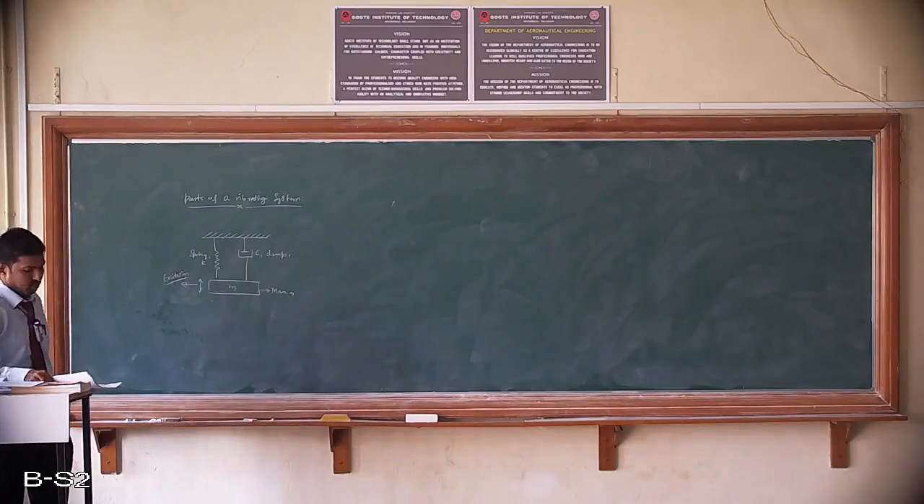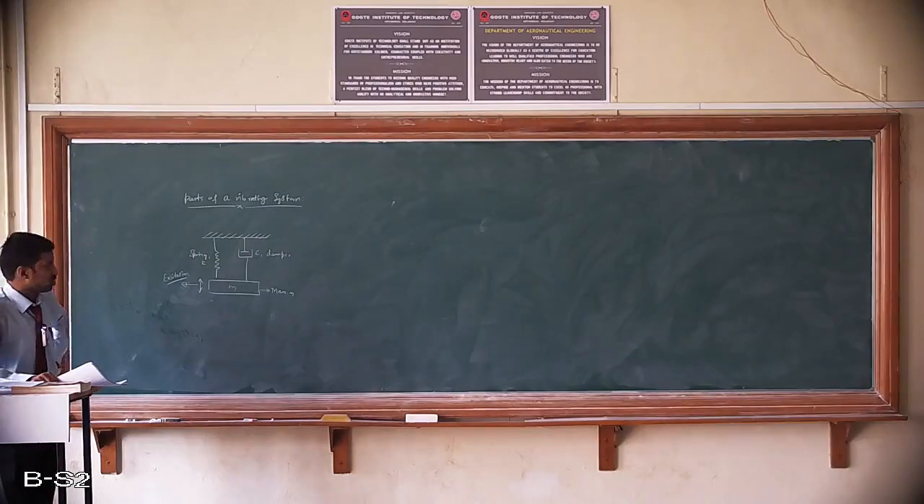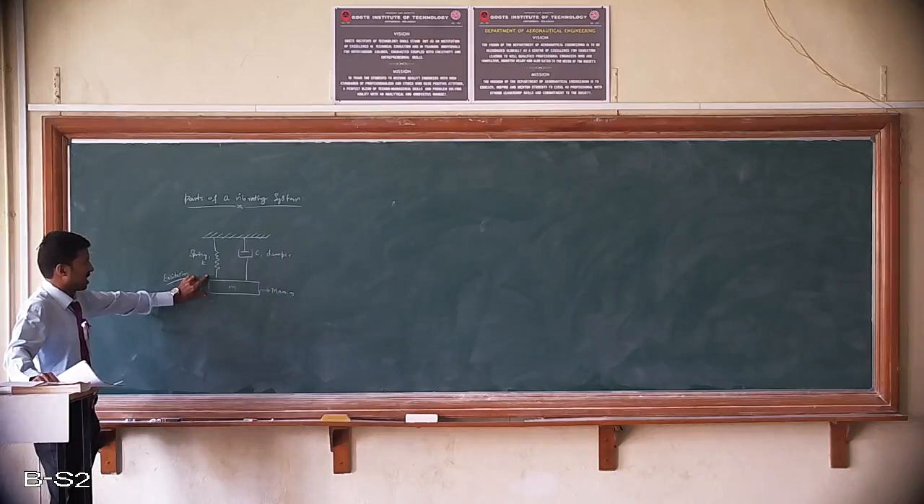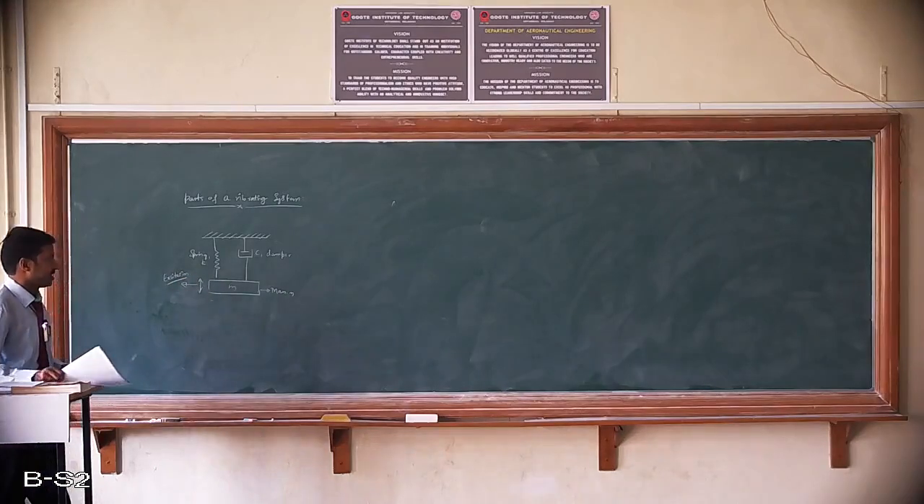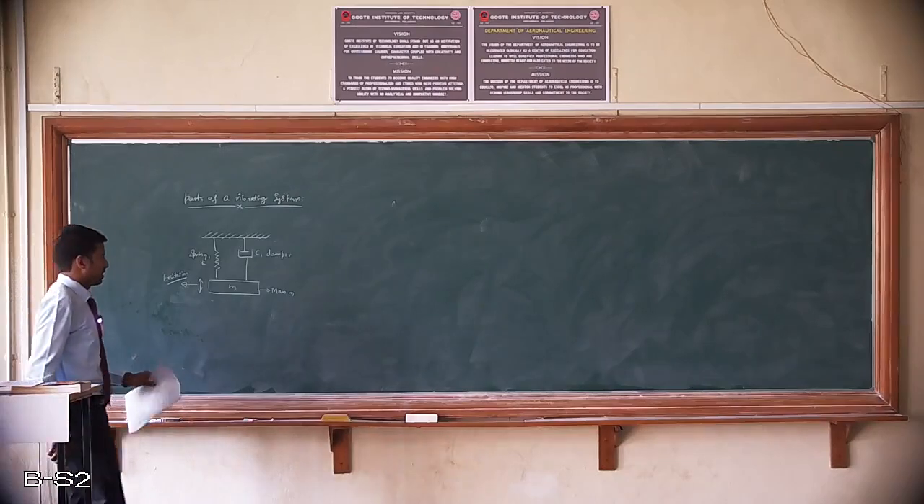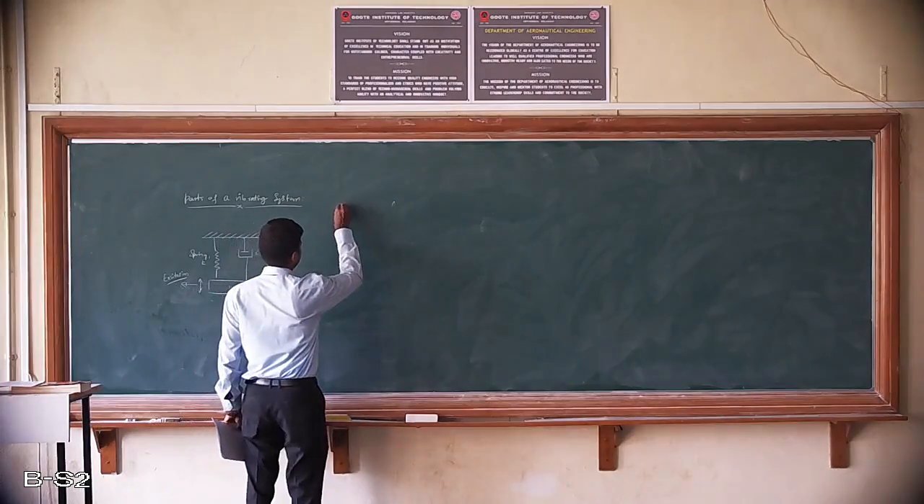In a vibratory body, there is an exchange of energy from one form to another form. The energy is stored in the mass in the form of kinetic energy, and it is given by half into m into x dot square. So this is very, very important.